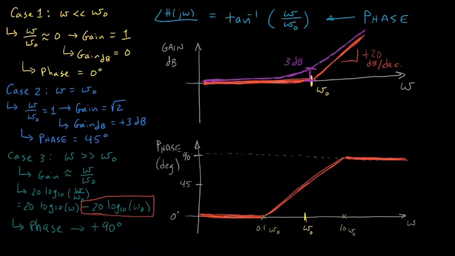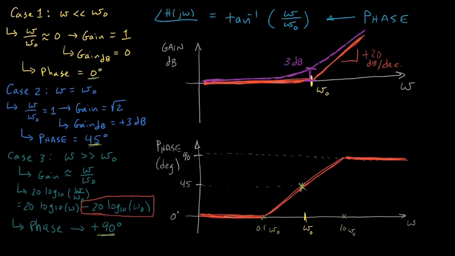And it also turns out that if we look at omega naught, that line should cross at 45 degrees. And that's what it should be, because we have 45 degrees right here. So again, we're at 0 degrees at low frequency, 45 degrees at the break frequency, and plus 90 degrees at 10 times omega naught, or at high frequency. And then it basically stays there from that point forward.